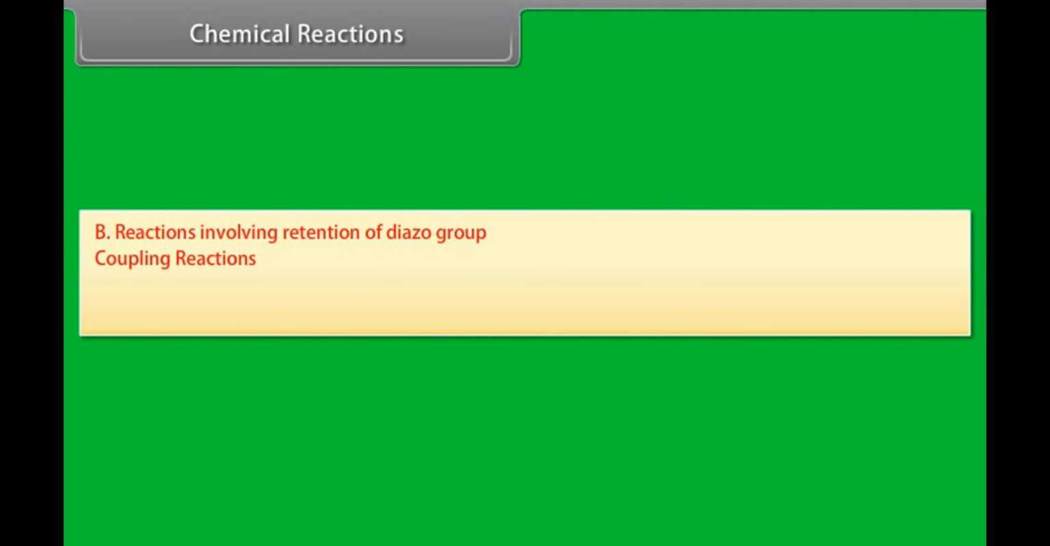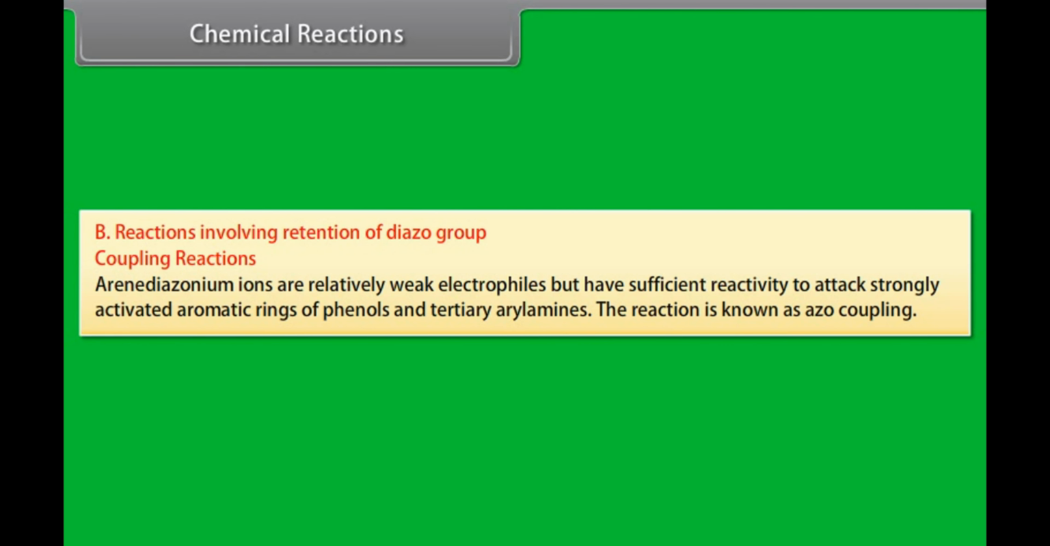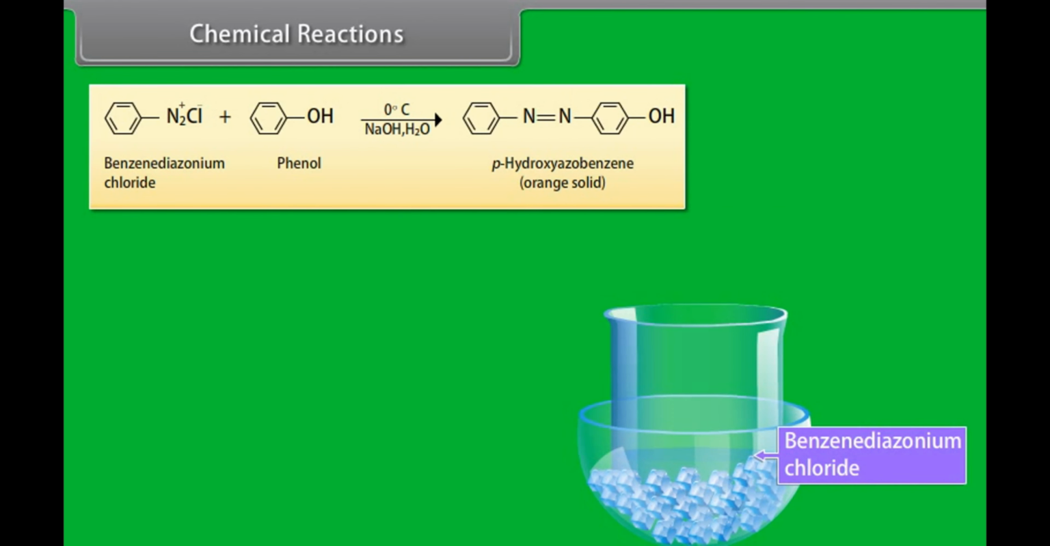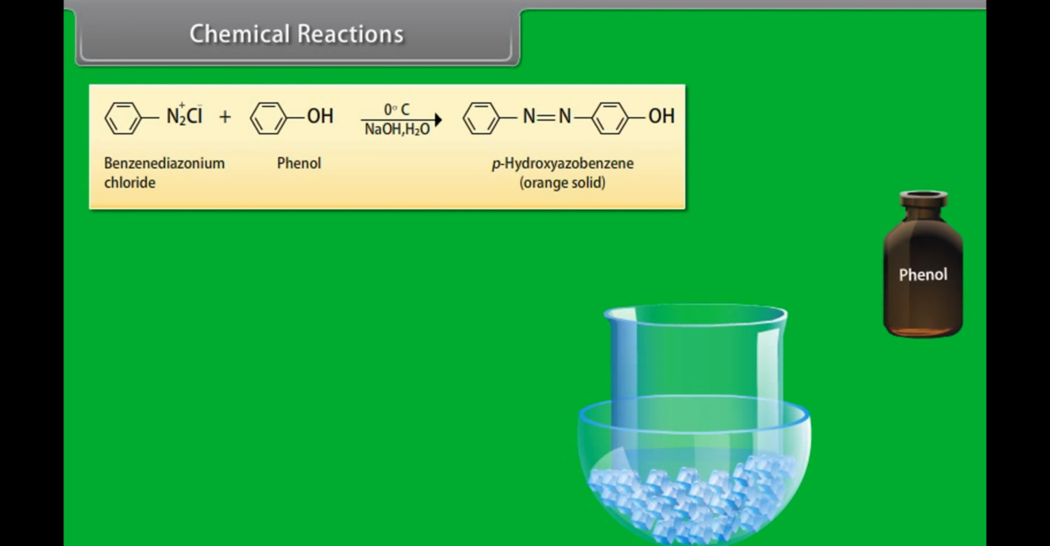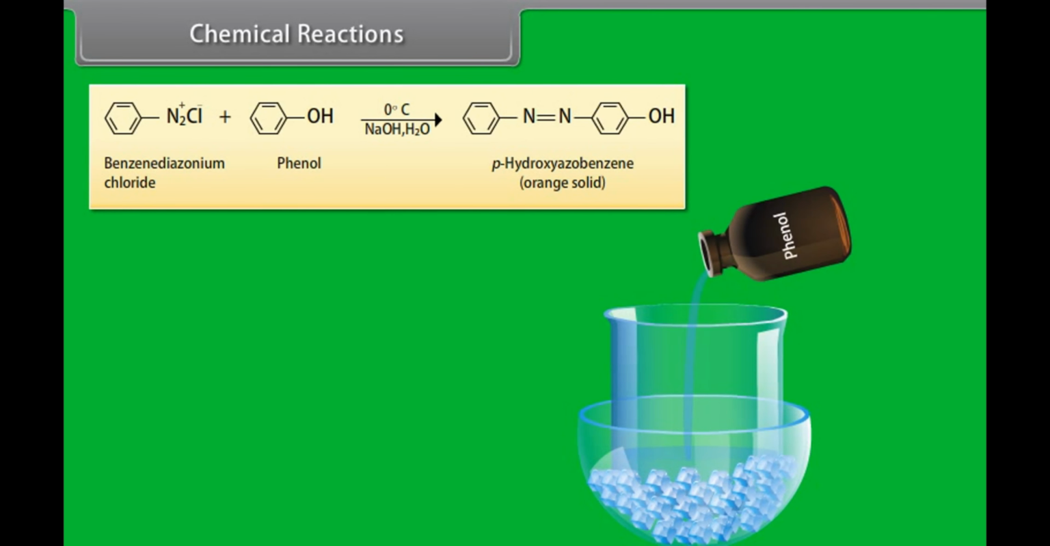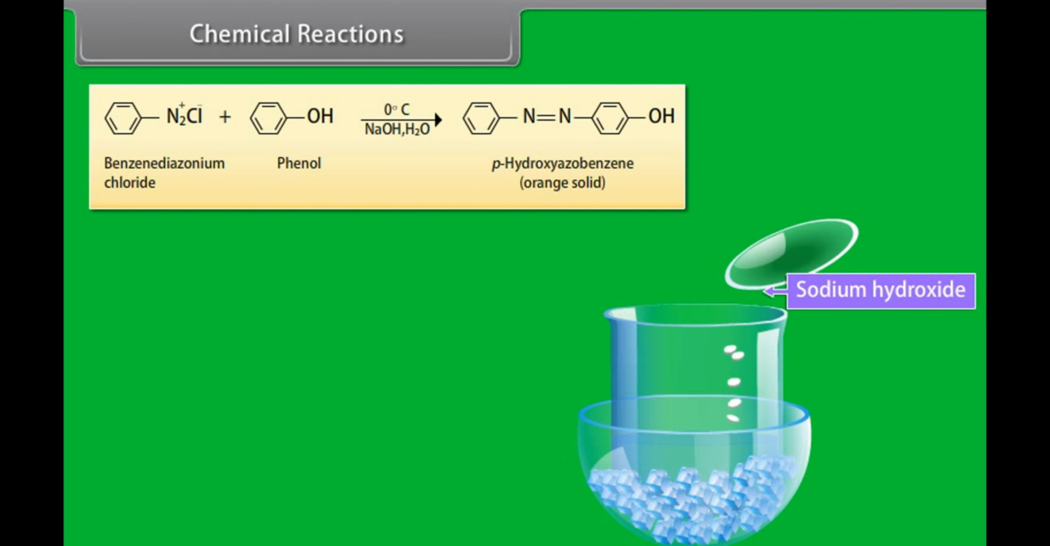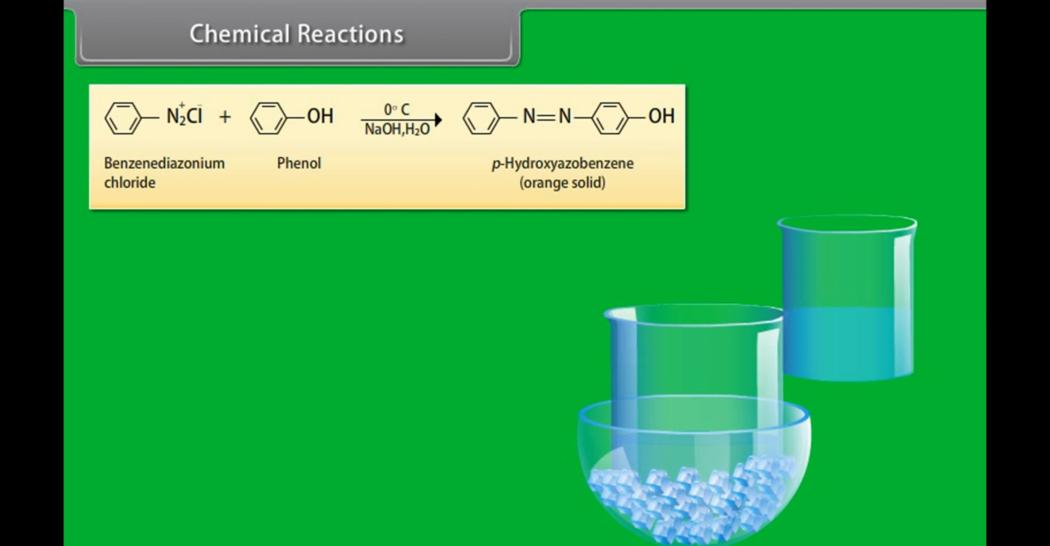Coupling reactions. Arene diazonium ions are relatively weak electrophiles but have sufficient reactivity to attack strongly activated aromatic rings of phenols and tertiary arylamines. The reaction is known as azo coupling. Benzene diazonium chloride reacts with phenol in the presence of sodium hydroxide and water at 0 degrees Celsius, and produces para-hydroxyazobenzene.